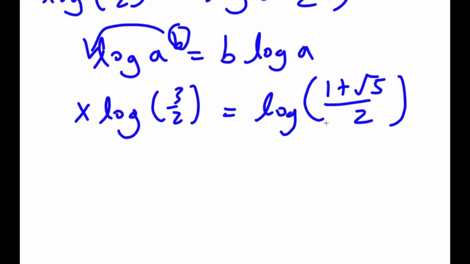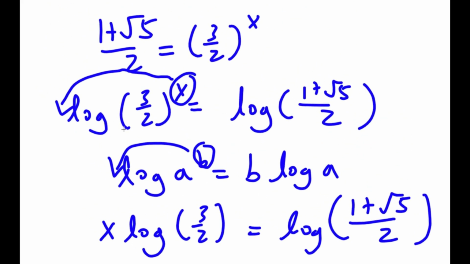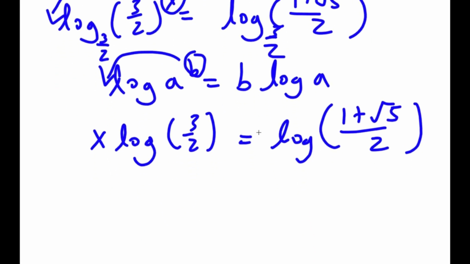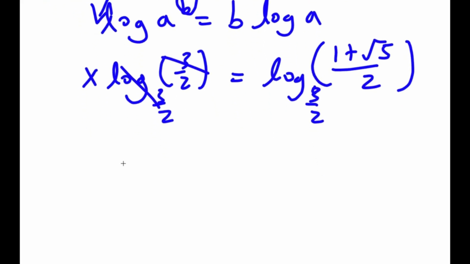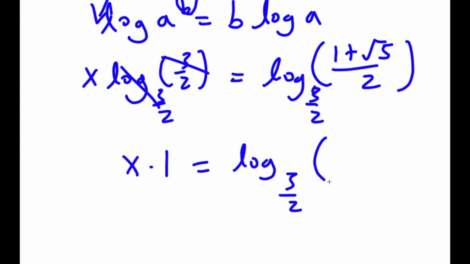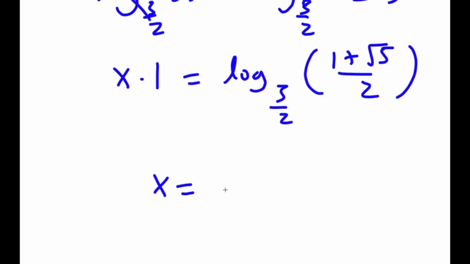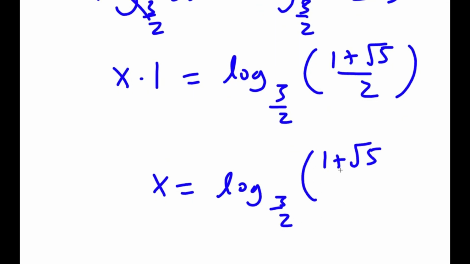Now, when I said log on both sides, this was to the base of 3 over 2. So if I have x times log base 3/2 of 3/2, these two will simply cancel out, and I will have x times 1 is equal to log base 3/2 of (1 + √5)/2. So now this means that x is equal to log base 3/2 of (1 + √5)/2.